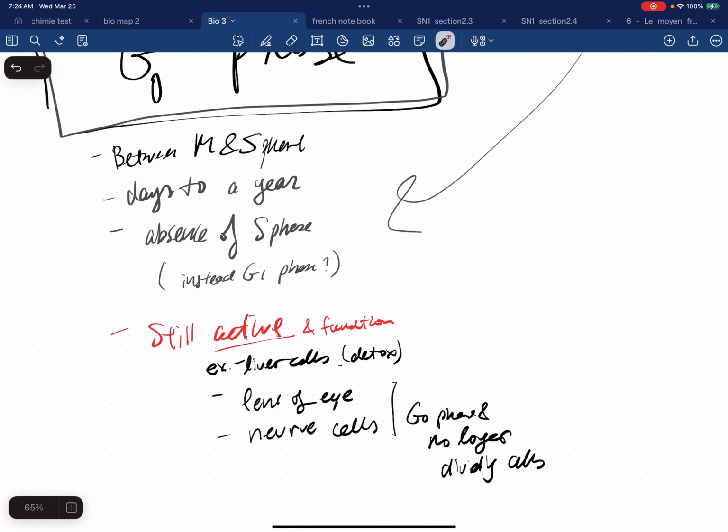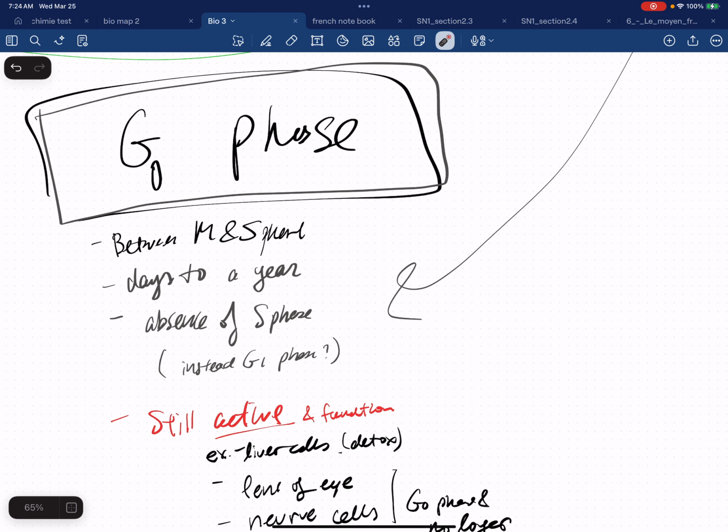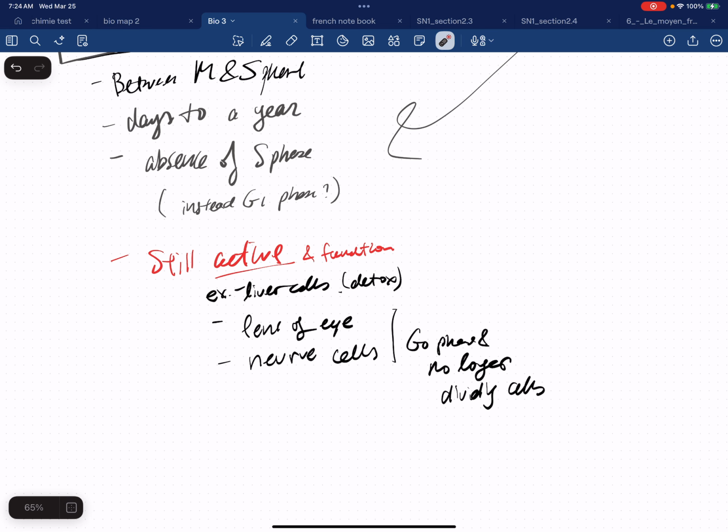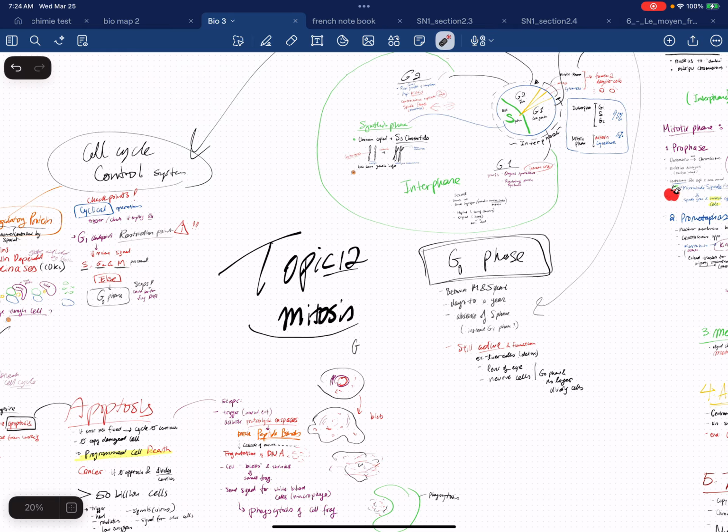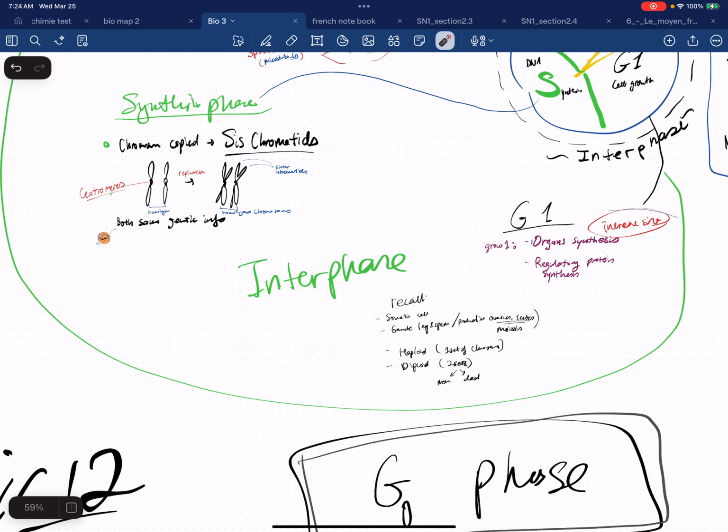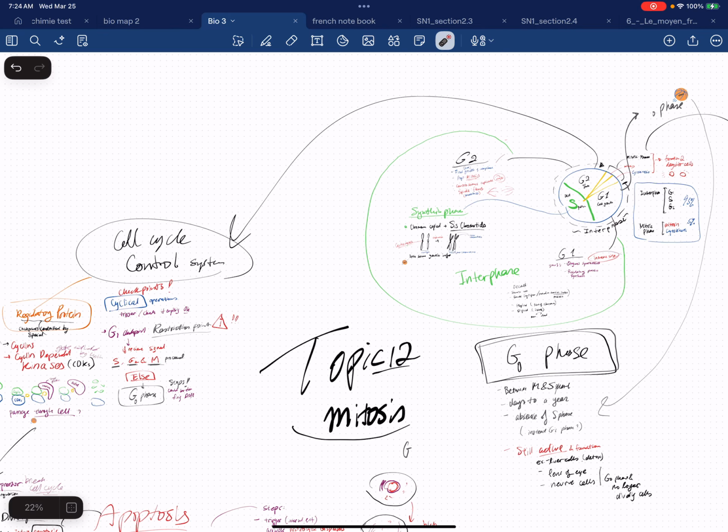still do their function. It's a common misconception that in this phase the cells are sleeping. They're not sleeping. They're totally active and they're still doing their functions in the body, but they will just not be dividing. The whole point is that they will not divide. And if they do come back to dividing, they will go through the G1 phase again and repeat the cycle.